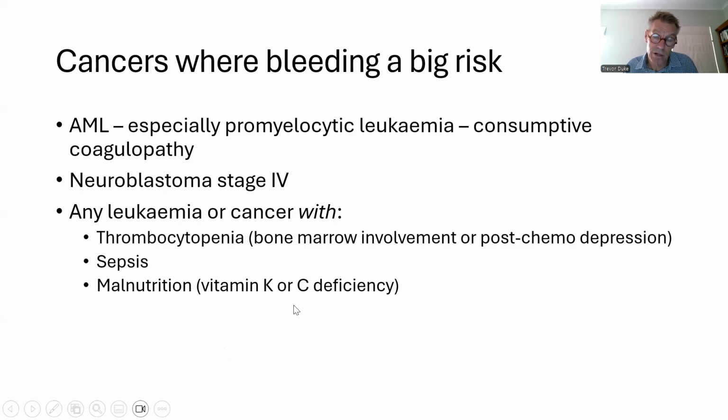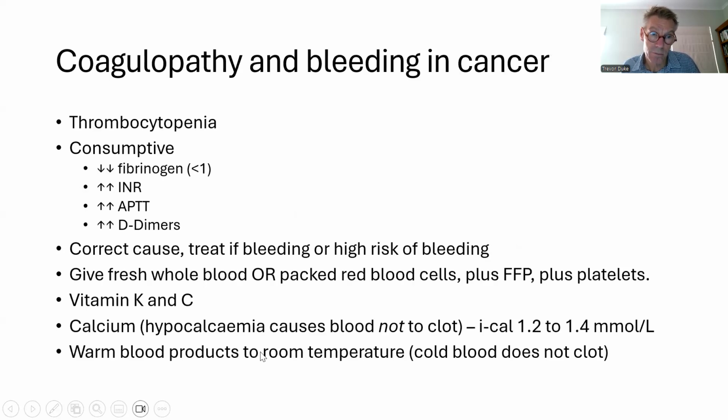is likely to have vitamin K deficiency or vitamin C deficiency. And these two vitamins are very important to think about if you're managing a child who has malnutrition and any form of cancer, because they markedly increase the risk of bleeding.